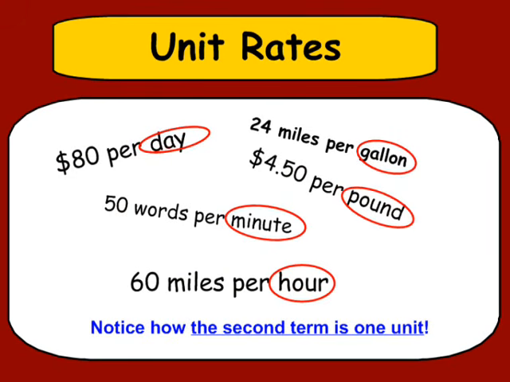Here's some examples of unit rates. $80 per day, so that's for 1 day. 24 miles per gallon, that's 1 gallon. $4.50 per pound, that's 1 pound. 50 words per minute, 1 minute, and 60 miles per hour. That's 1 hour. These are all unit rates because the second term is just 1 unit.